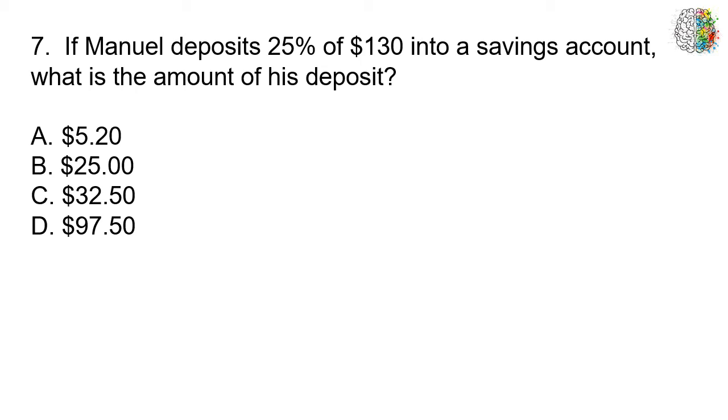So let's look at this problem. Problem number 7 says if Manuel deposits 25% of 130 into a savings account, what is the amount of his deposit? So if you recall from the percentage tutorial that we can put all of our problems into the formula of A equals B% times C, where A is a portion, B is the percent, and C is the total amount.